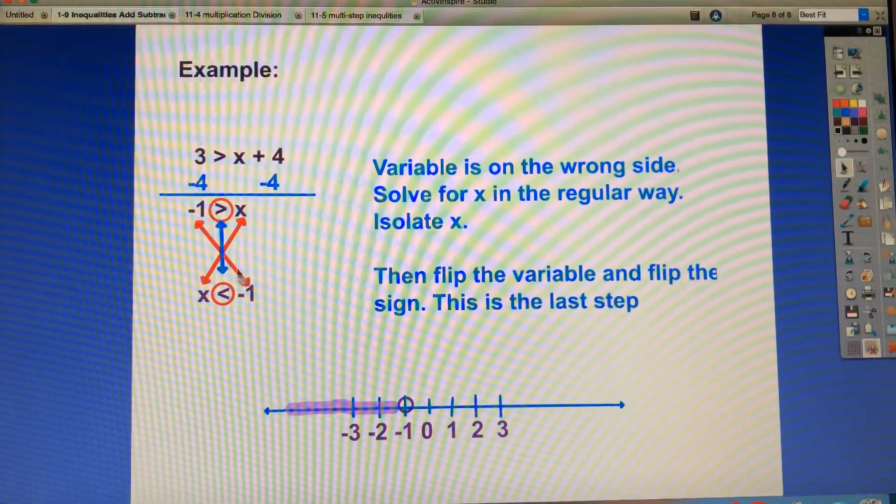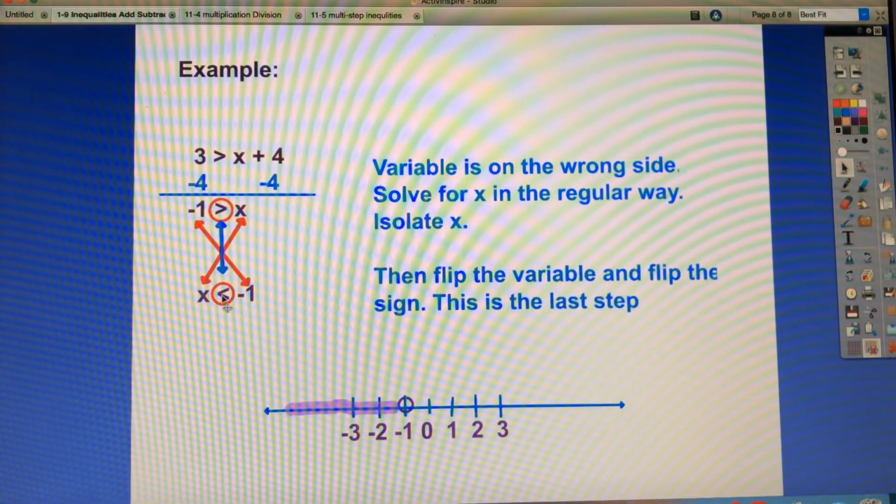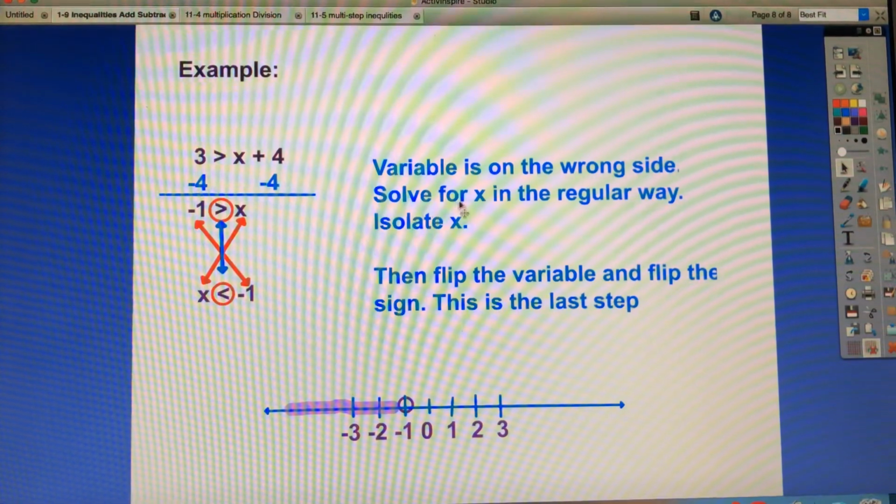Important rule. If you move that variable to the opposite side, you must flip the sign to go with it.